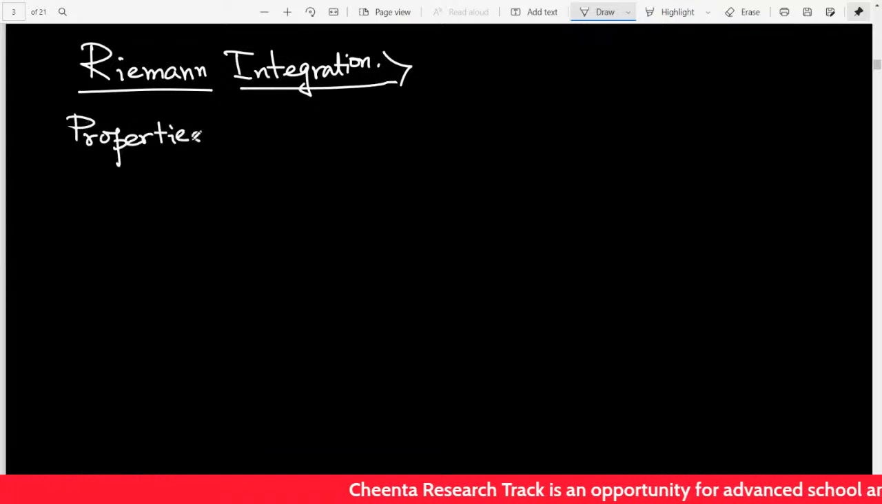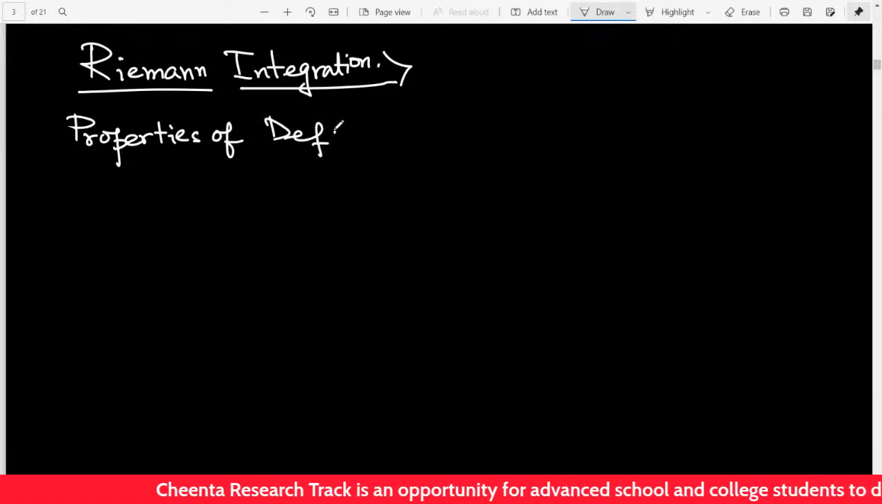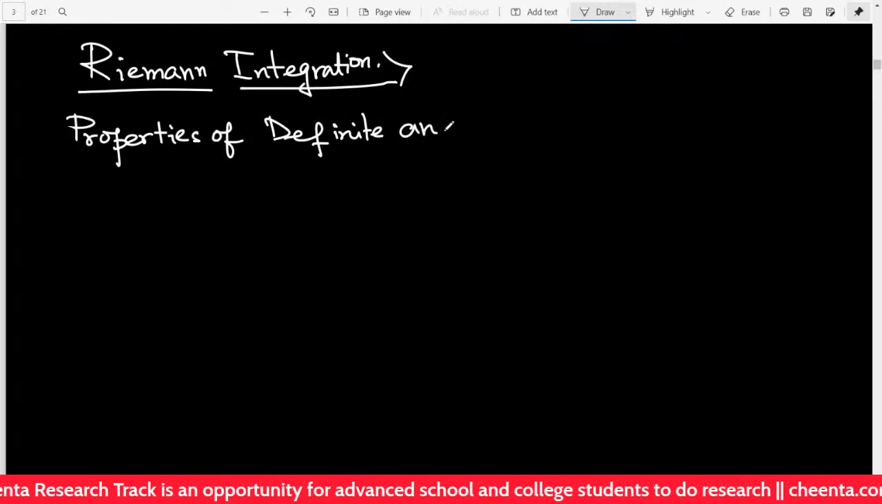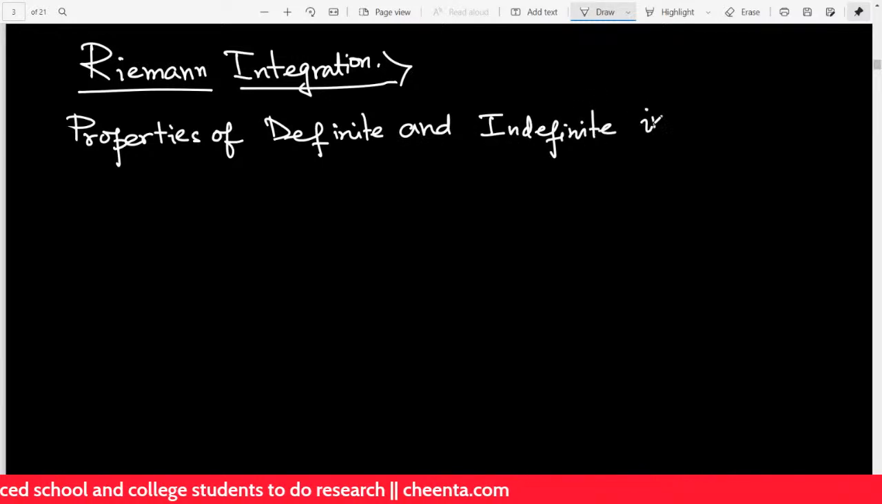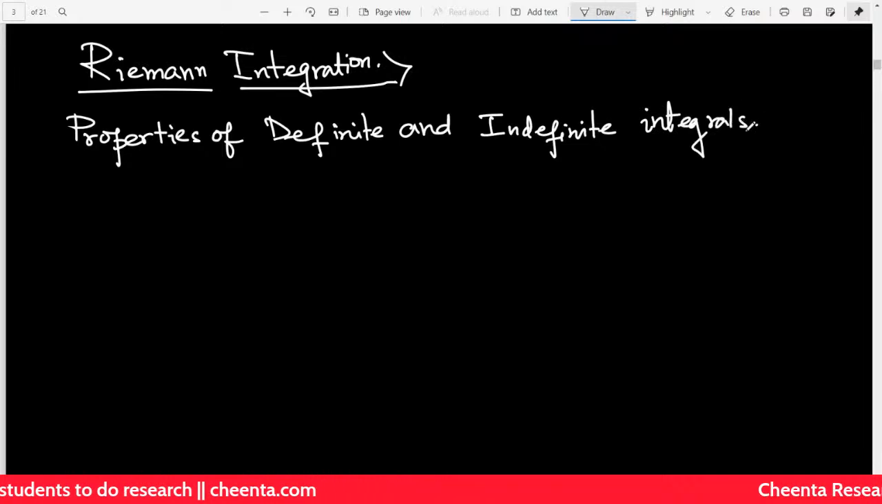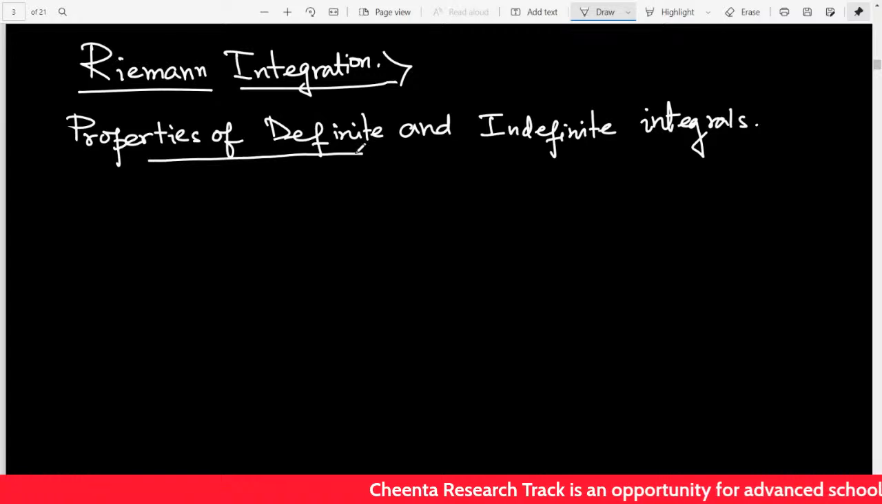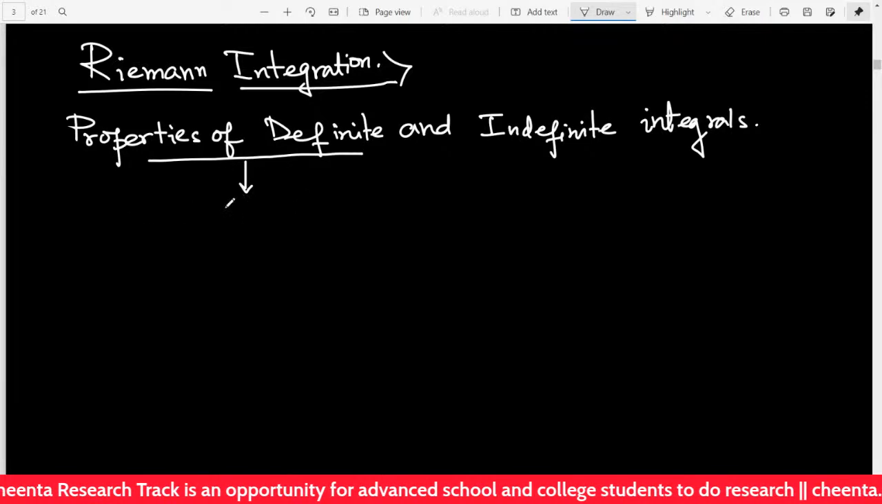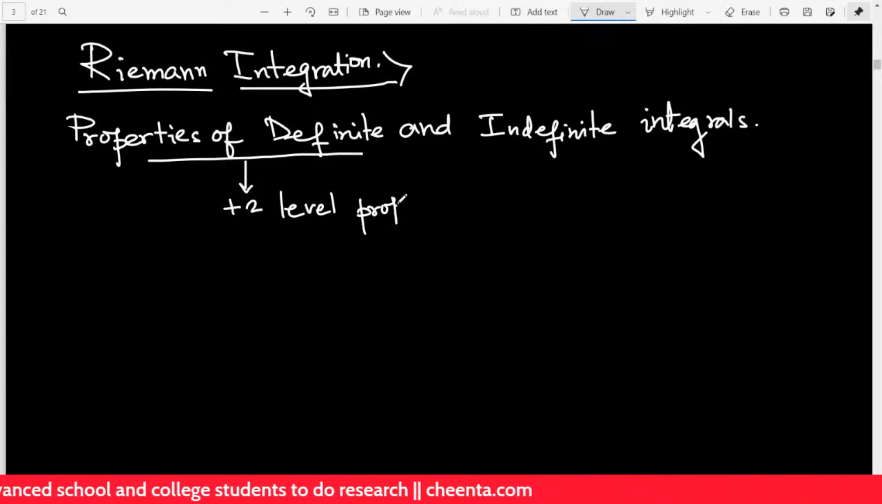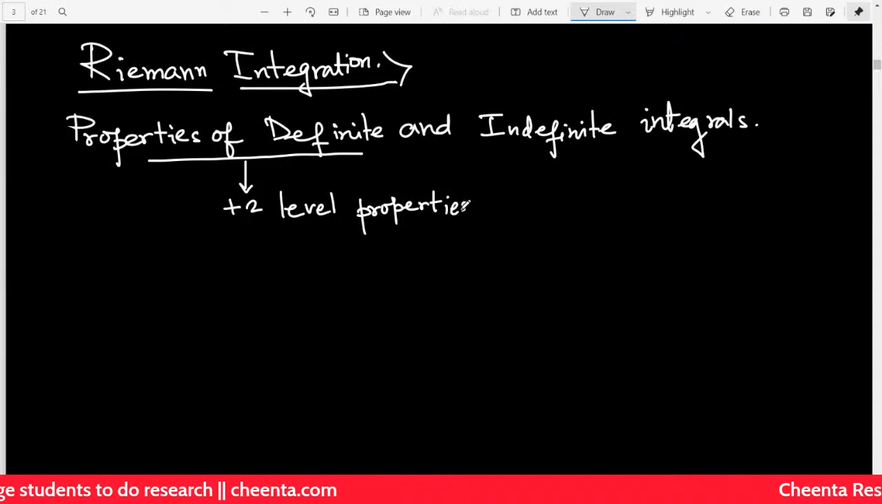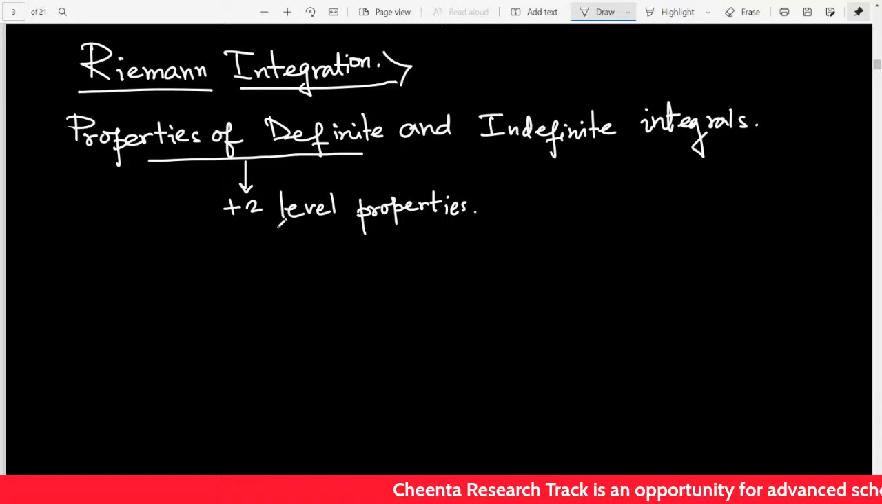Properties of definite and indefinite integrals. So mainly properties of definite integrals. What do I mean by properties? These are all plus 2 level properties that you have learned. If you have ever prepared for JEE Mains and stuff like that, you pick a book of that and go through the properties of definite integrals.